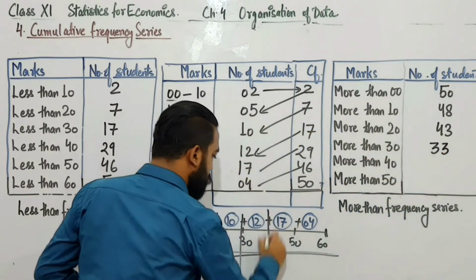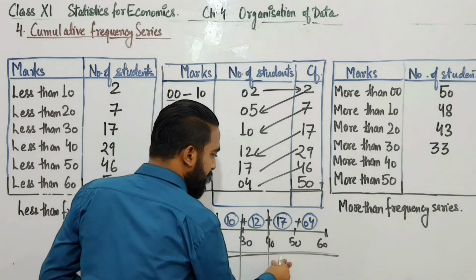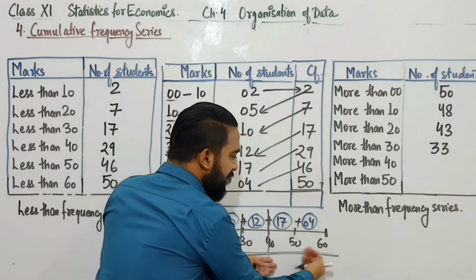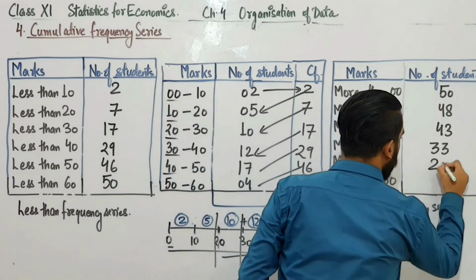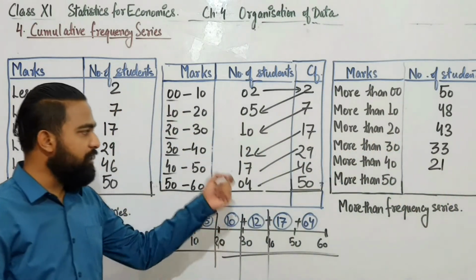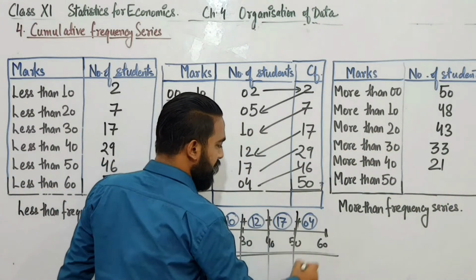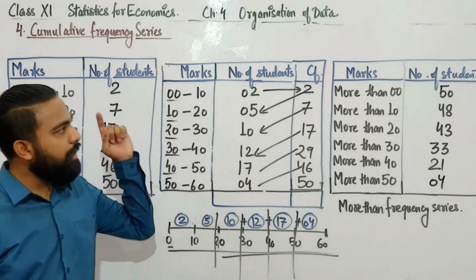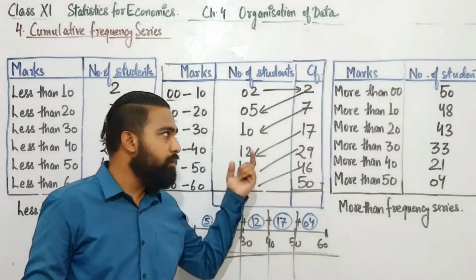Now, let's talk about more than 40. 17 and 4. Only these two. More than 40, 17 and 4, that is 21. And the last one, more than 50, there are only 4 students remaining. So that's how you're gonna write the more than series.